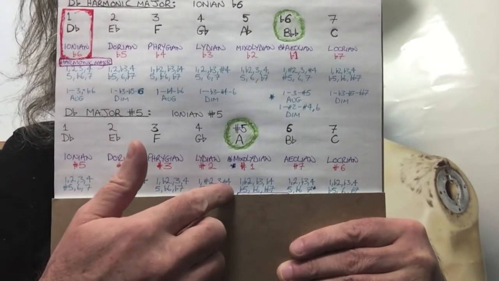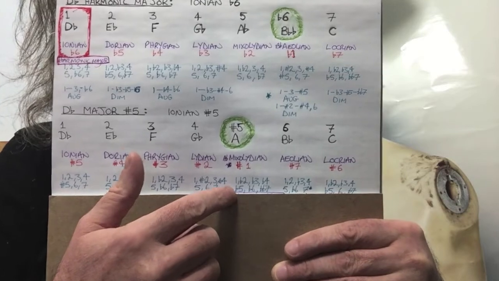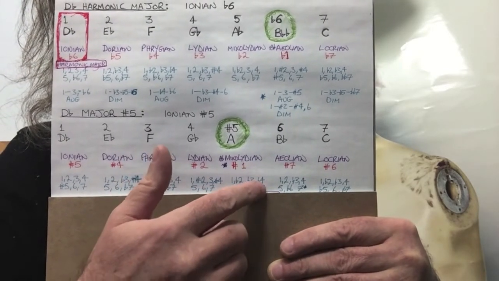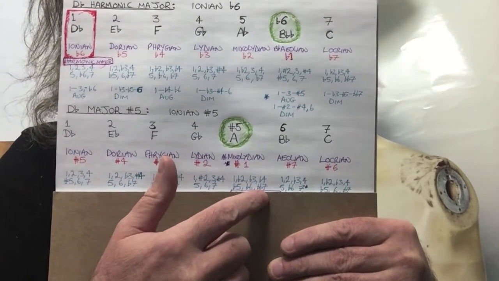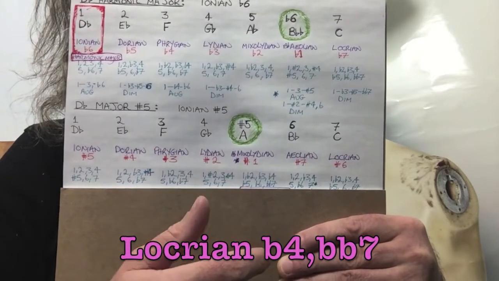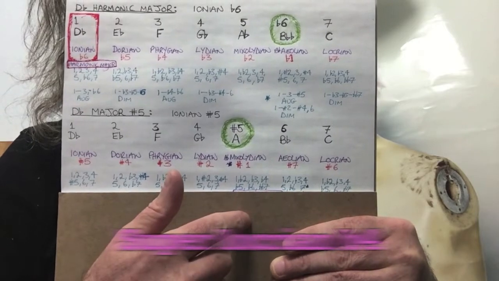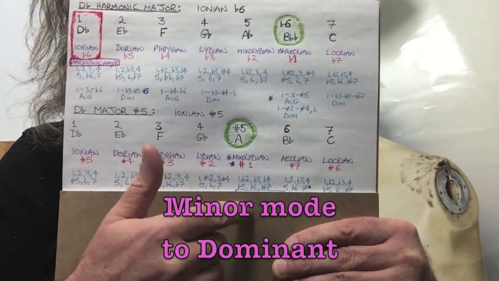And this one's really interesting because when you raise that root up, you basically flatten everything. So you get a root, a flat 2, a flat 3, a flat 4, a flat 5, a flat 6 and a double flat 7. So that's a Locrian flat 4, double flat 7, or a super Locrian flat 4. Once again, Locrian is a minor mode, but that flat 4 is going to make that into dominant.